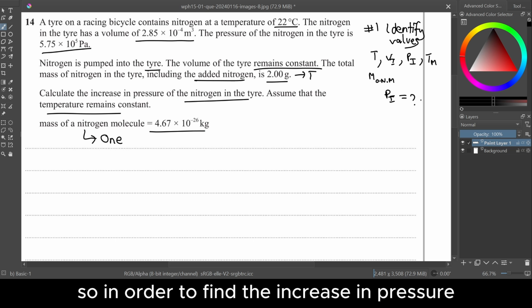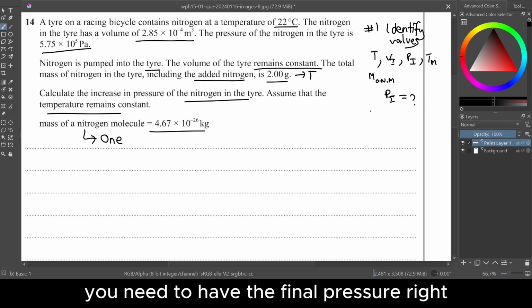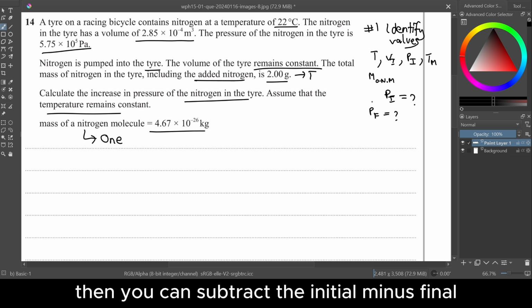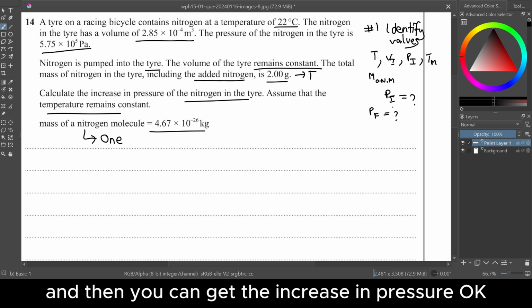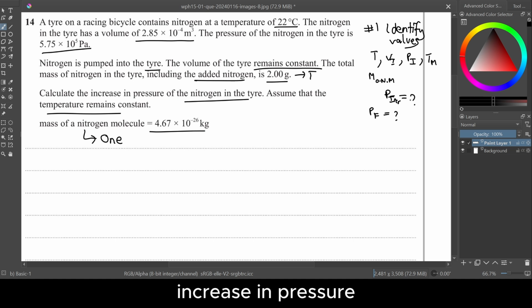So in order to find the increase in pressure, you need to have the final pressure, right? What is the final pressure? Then you can subtract the initial from the final, and then you can get the increase in pressure. Okay, increase in pressure.